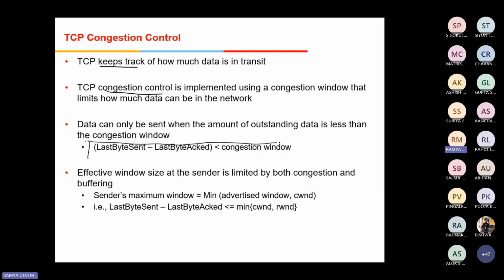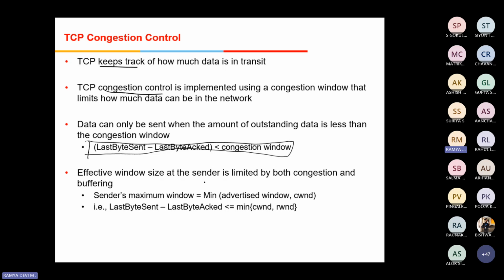Last byte sent minus last byte acknowledged should be less than the congestion window. So this ensures the sender does not overwhelm the network by sending too much data at once. Okay, so the effective window size, the sender's actual transmission window, will be determined by two main factors, with the help of the receiver's advertised window.